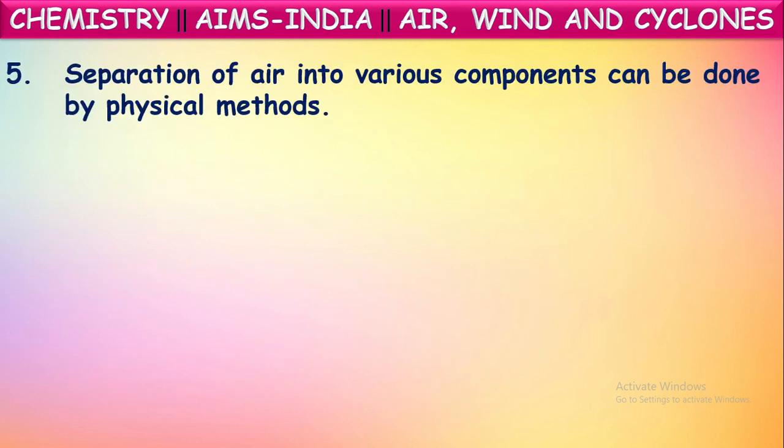And the separation of air into various components can be done by physical methods. So this is also one of the properties of mixtures. If it is a compound, then for the separation of various components, it is necessary to use chemical methods. But here, the components of air can be separated by using physical methods itself, like diffusion and liquefaction, which we call preferential liquefaction or solubility. By using these different techniques, we can separate the components of air.